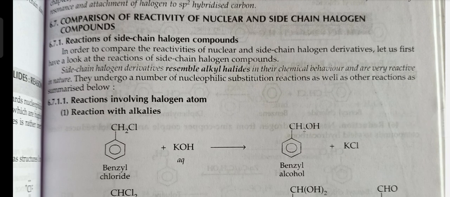Comparison of reactivity of nuclear and side chain halogen compounds. Reactions of side chain halogen compounds. In order to compare the reactivities of nuclear and side chain halogen derivatives, let us first have a look at the reactions of side chain halogen compounds. Side chain halogen derivatives resemble alkyl halides in their chemical behavior and are very reactive in nature. They undergo a number of nucleophilic substitution reactions.